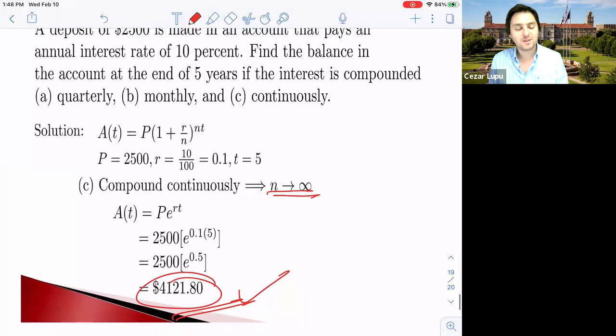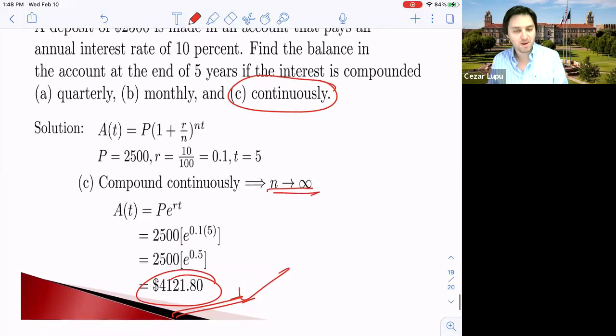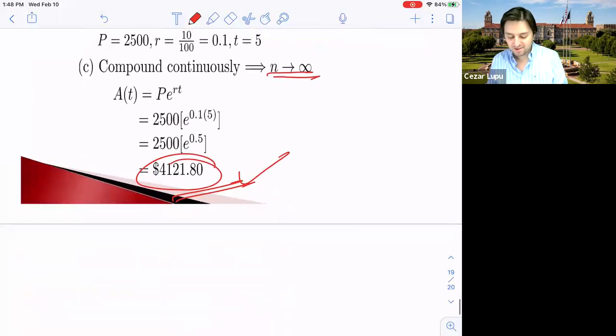But do you see, these are the 3 scenarios, so you would like to go with this one here. That's your favorite scenario. So you want your interest to compound to be computed continuously, so that you will get more money in your bank account.